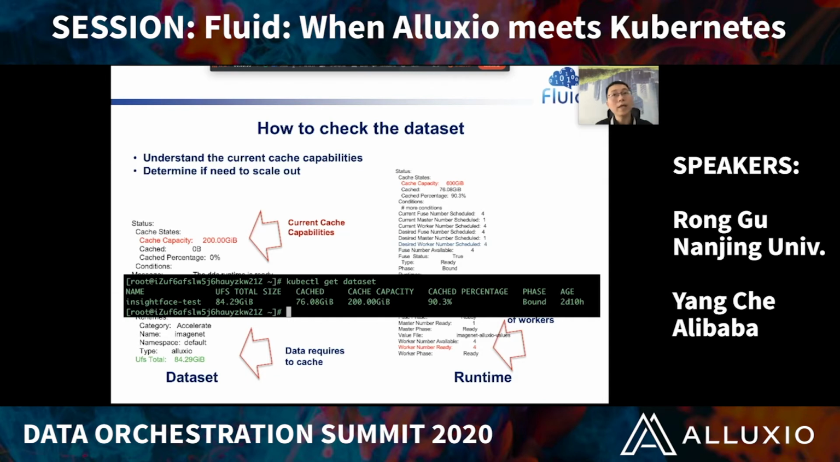When the dataset is ready, you are able to check the total size of the dataset and the cache capability the runtime can provide. Then you can determine if you need to scale out based on this information. And with this status, you can also analyze why you get poor data acceleration and how to improve it.